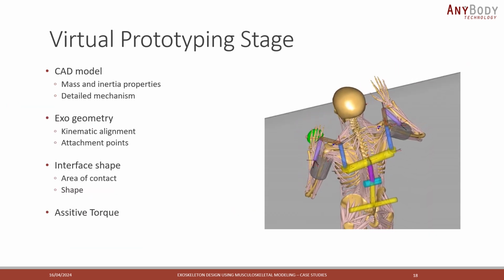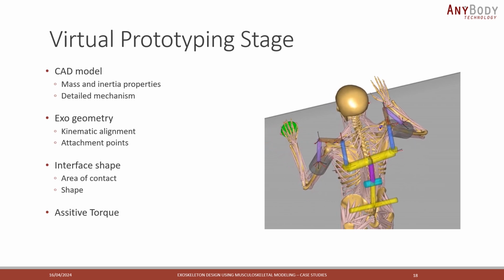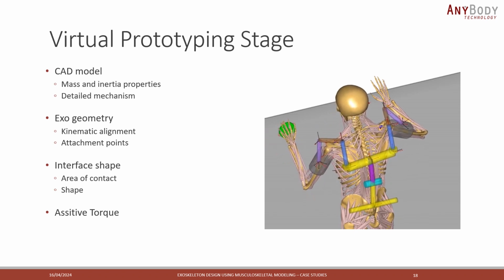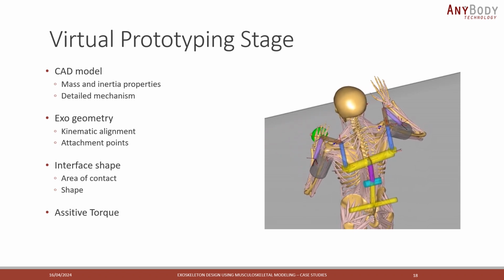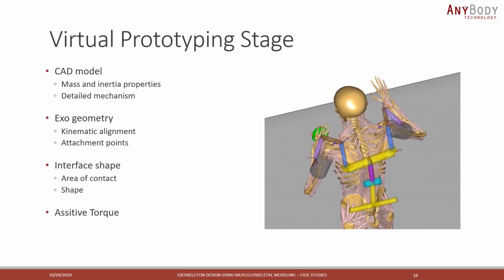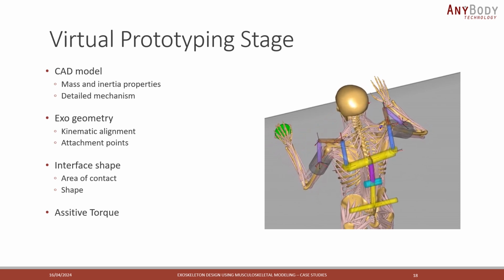So, after that example, I will move on to the virtual prototyping stage. In this stage, you want to create a detailed digital model based on the exoskeleton concept. This lets you make more accurate estimates of mass and inertia properties of the exoskeleton. You can also simulate a detailed mechanism of the exoskeleton and then fit it onto the musculoskeletal model. This way, you can examine issues like kinematic alignment or attachment points between the human and the exoskeleton. Then maybe you can further investigate how the interface shape affects the interaction force or how to optimize the assistive torque by adjusting something in the mechanism.